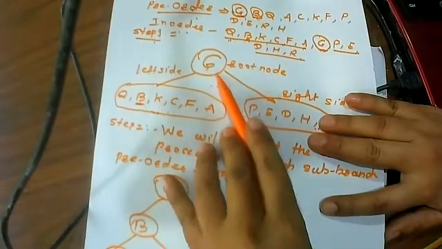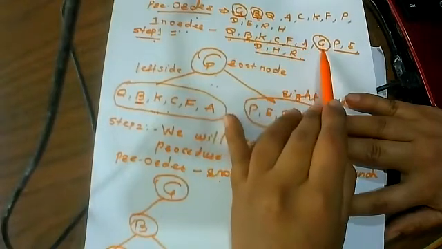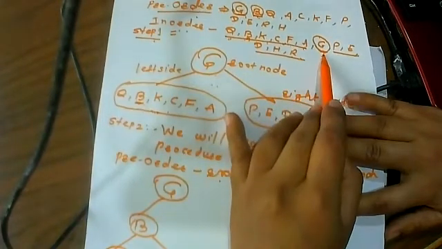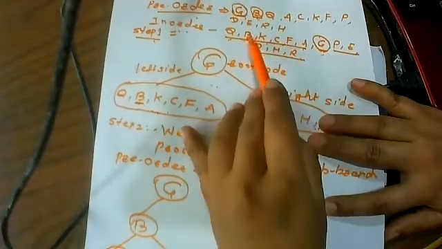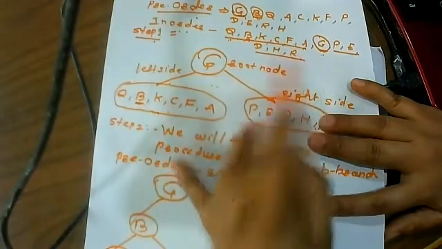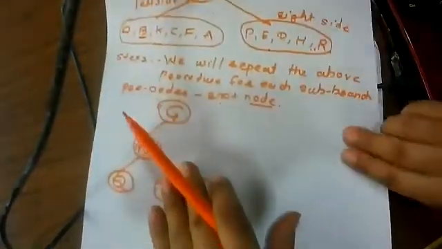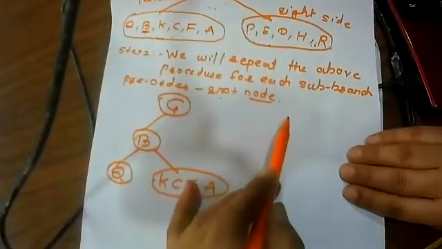We are going to find out the position of G in the given in-order, and we know that in in-order the root node is in the middle. So G will be here, and all the remaining parts from the left side will be placed on the left side of G, and the right side will be placed on the right side of G. Okay. Now step 2 will repeat the same procedure for each sub-branch.